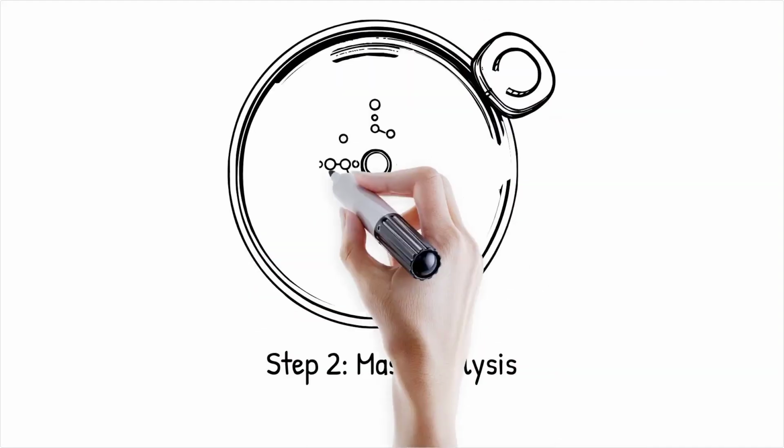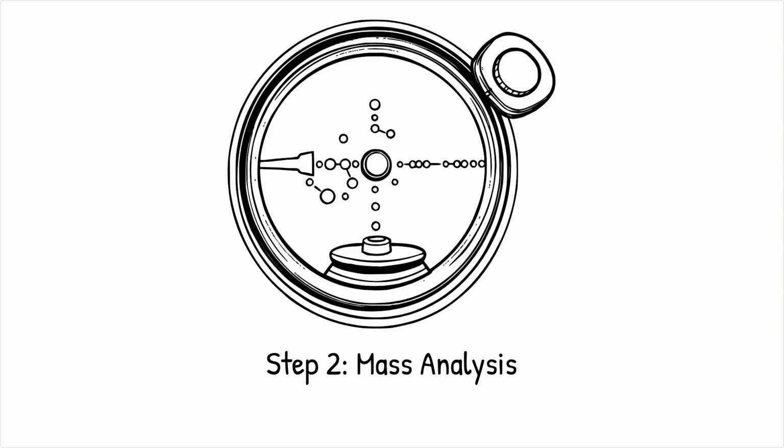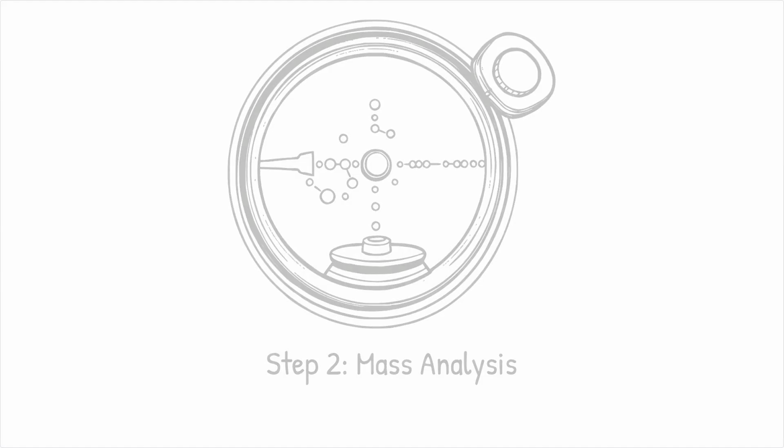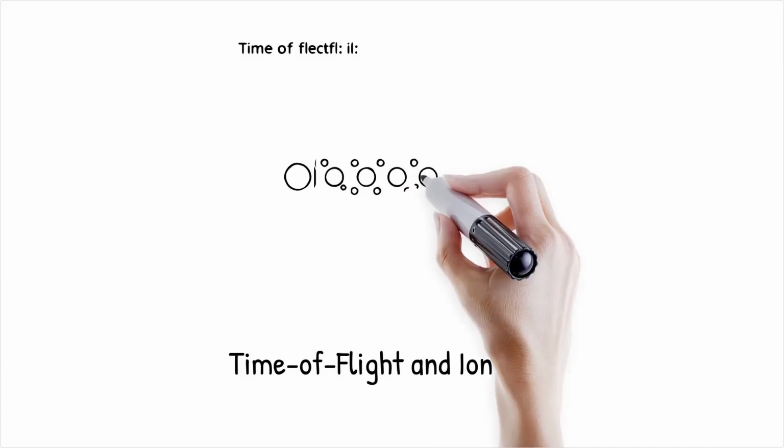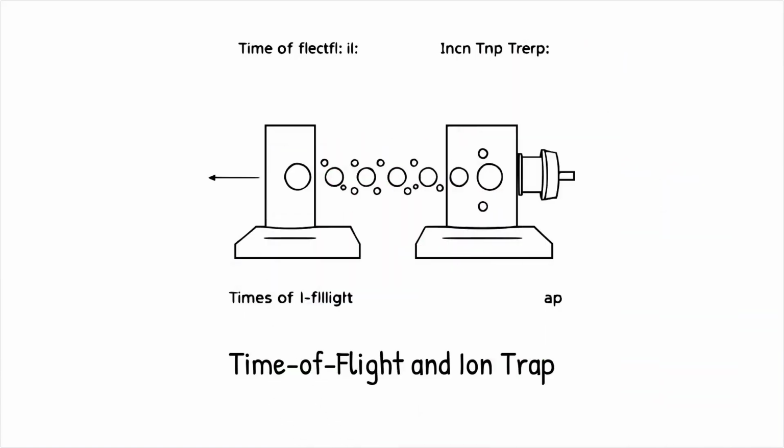Once ionized, the particles are directed into a mass analyzer, where they are separated based on their mass-to-charge ratio, m/z. Common types of mass analyzers include quadrupole, which uses oscillating electric fields to filter ions of specific m/z values. Time of flight, TOF, measures the time ions take to travel a fixed distance, with lighter ions arriving first. Ion trap traps ions in a stable orbit using electric fields and sequentially ejects them for detection.